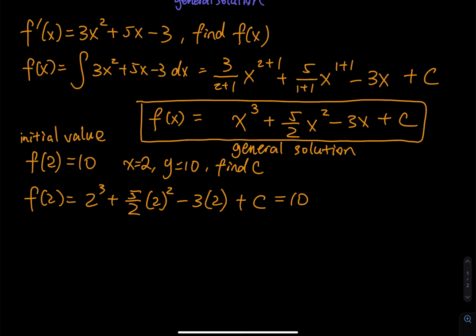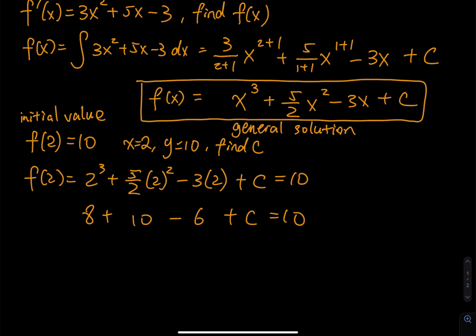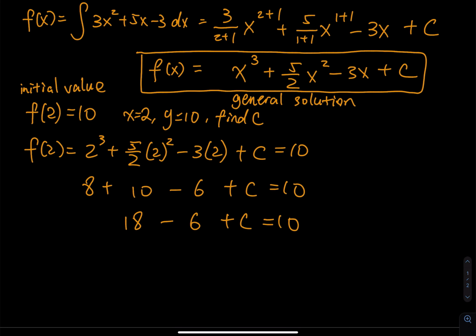All right, so this is 8, right? And then plus 4 divided by 2 is 2. 2 times 5 is 10. And then minus 6 plus c equals 10. So we have 18 minus 6, which equals 12. So that is 12 plus c equals 10.